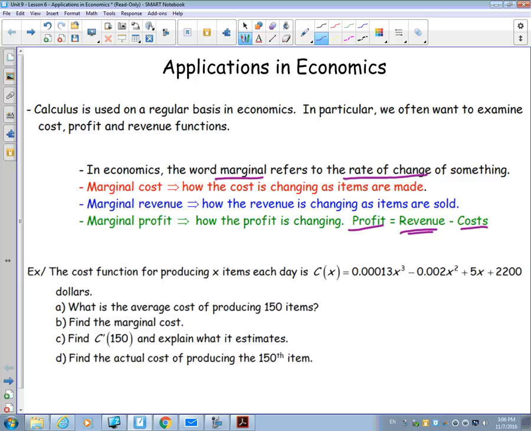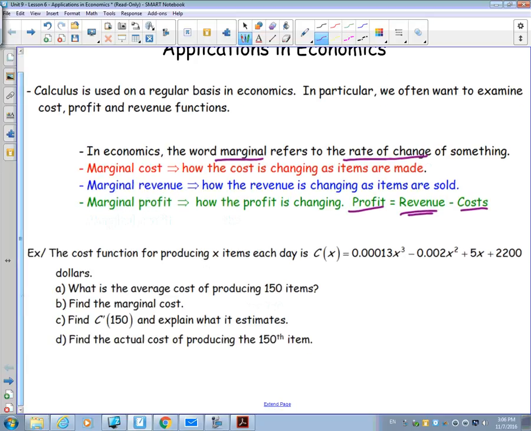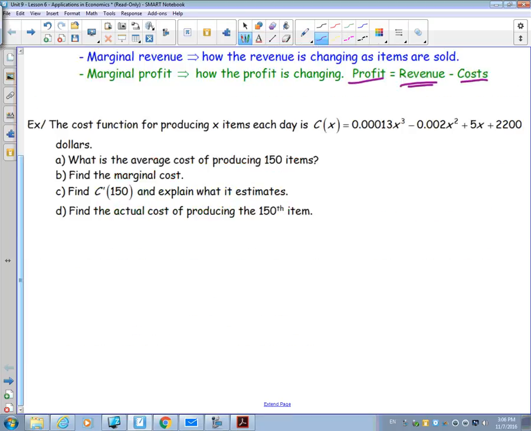So we're going to start off with a simple one. They're going to give us a model here. Example one: the cost function for producing x number of items is given by this lovely equation, and I want to figure out the average cost of producing 150 items. Well, average cost isn't really calculus. Think about any other average: we take our total and divide by the number of things. You add up your tests and divide by how many you took, right?